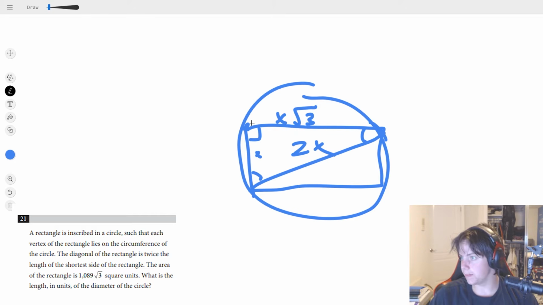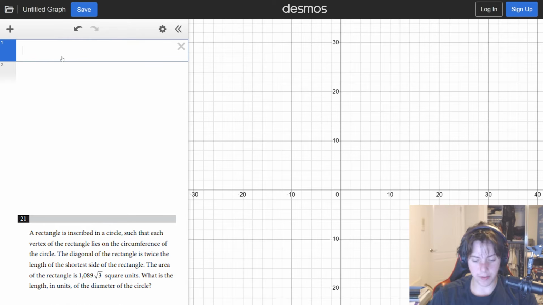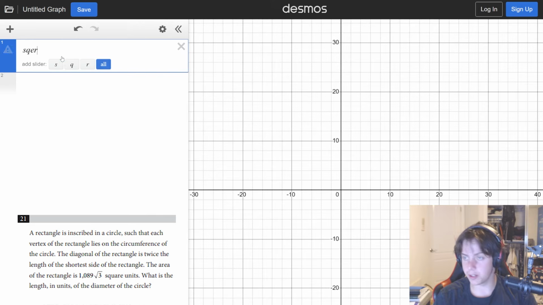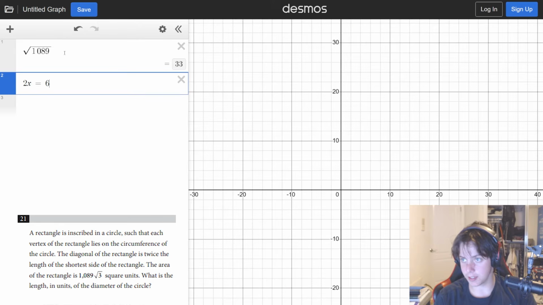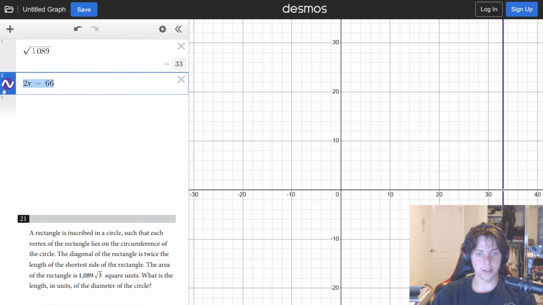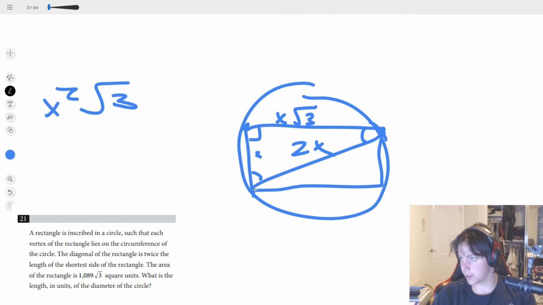That means the area of this total square would be x squared square root of 3, right? And looking at this, we can find x by taking the square root of 1089, right? And that's 33. So that means x is 33. That means 2x equals 66, right? So our answer is 66 because we look at this 2x, same as the diagonal.